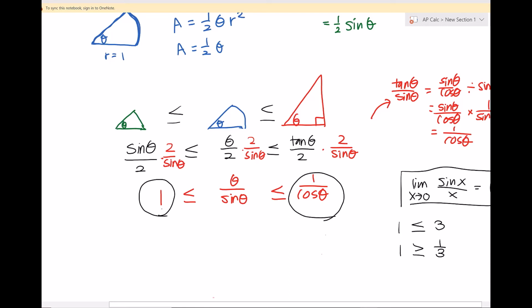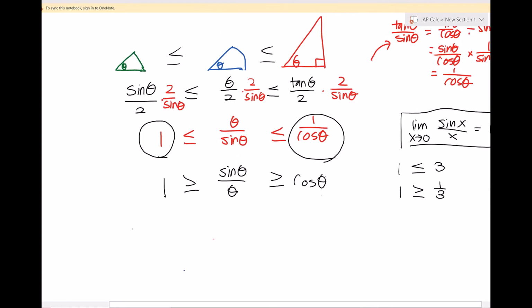So when I do the same here, the reciprocal of 1 is 1. The reciprocal of theta over sine theta is sine theta over theta. And finally, the reciprocal of 1 over cosine theta is simply cosine theta. I can no longer use the same inequality symbols. I need to flip them. Now that I have made the statement, I can attach the limit notation and basically take the limit of each part as theta approaches 0.